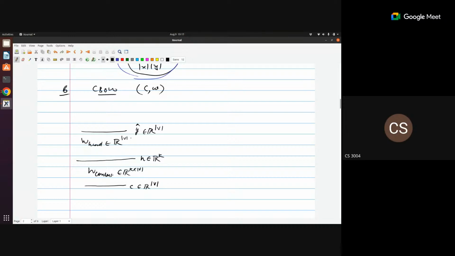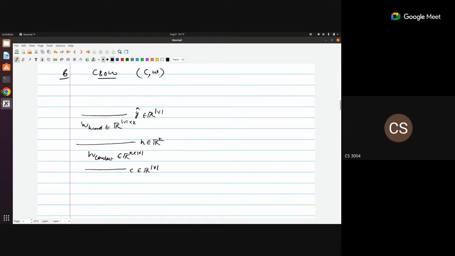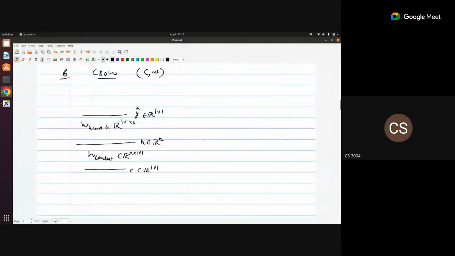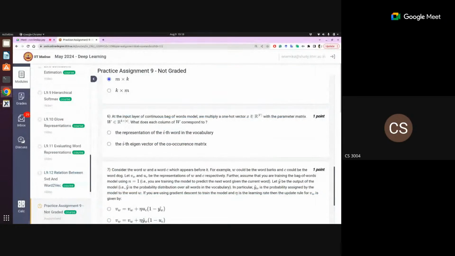That is going to be V cross K. I think in the slides and in the recordings, this is K cross V. This should be V cross K, consistent with what we've been following right from the first week. This is the convention we are following. Okay, what was the question? The C is a one hot vector. They're calling it X, but let's call it C.